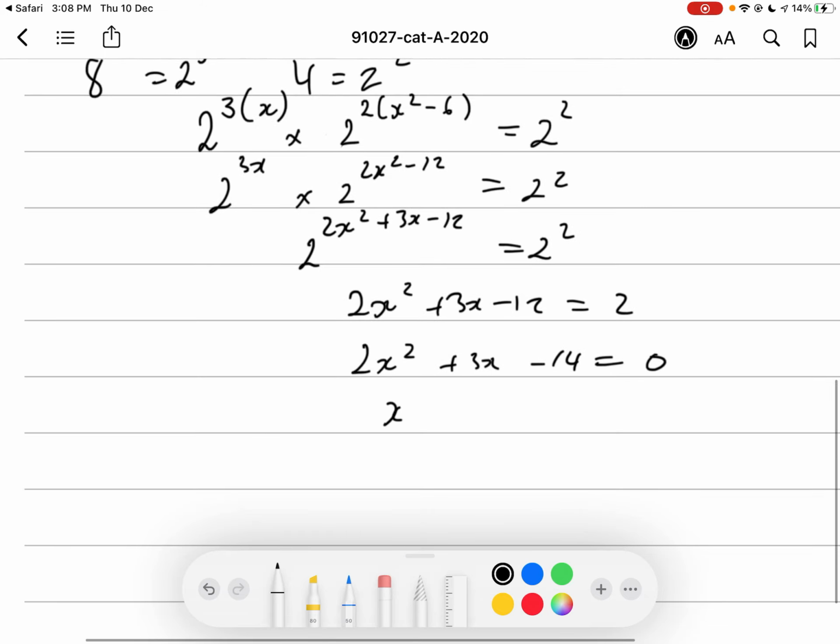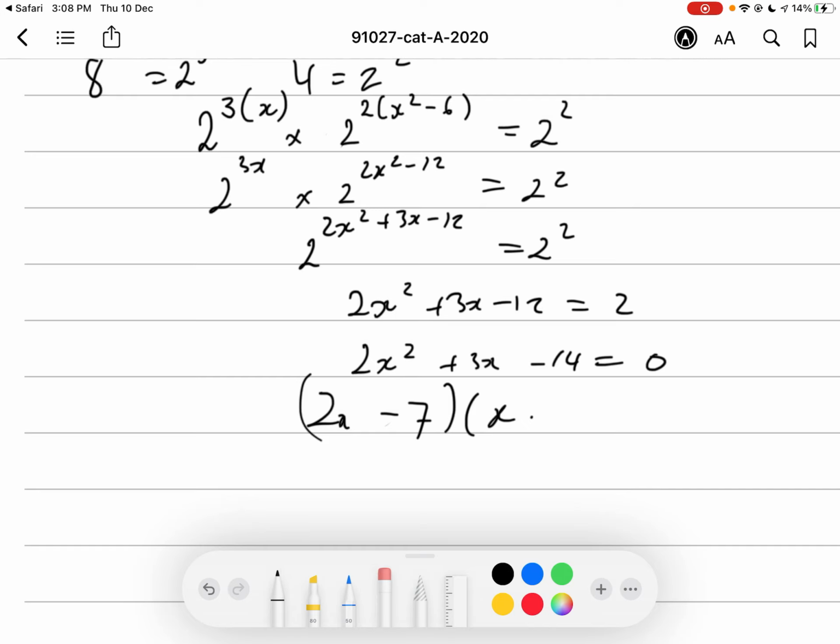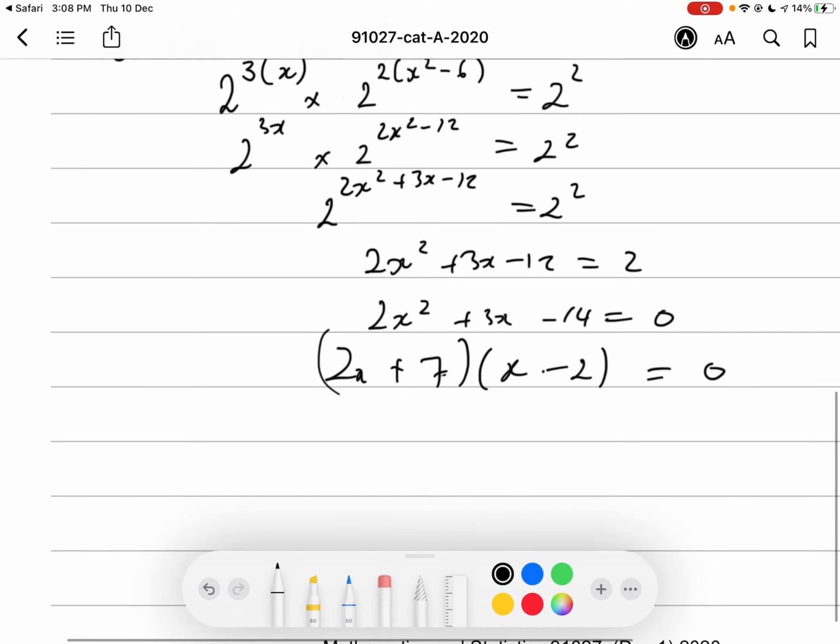We don't need to divide, so if we put 2x on one side and x here, we just need to find out what two numbers fit here. So we should put -7 here. -7, no, we do not. We need to put +7. Okay, so +7 here, and -2 here equals 0. So x equals 2 and x equals -7 over 2.